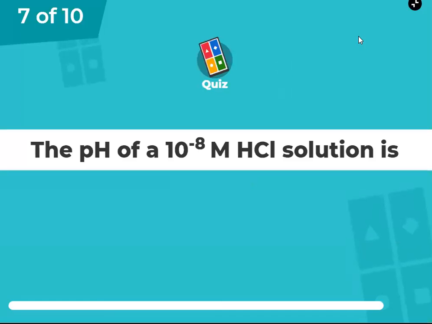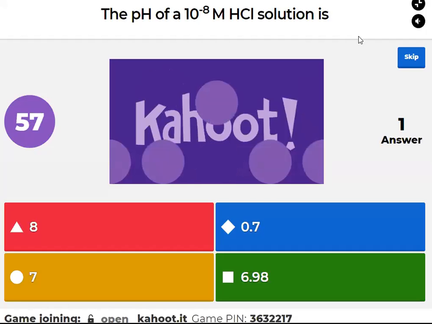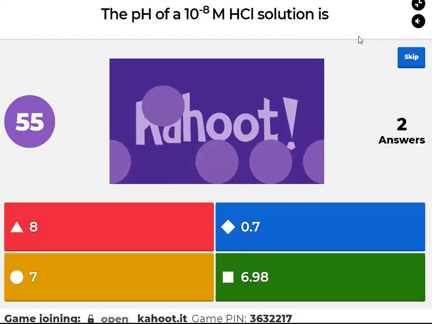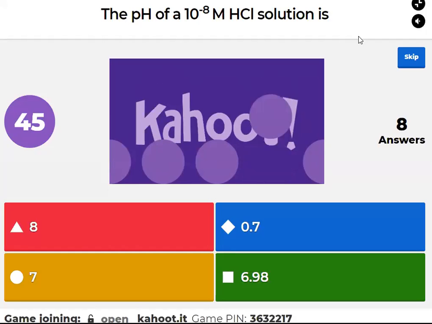pH of 10 to the minus 8 molar HCl solution. This is a very good question. We will discuss it in the next class. But for now, what do you think? What's the answer? Let's see.